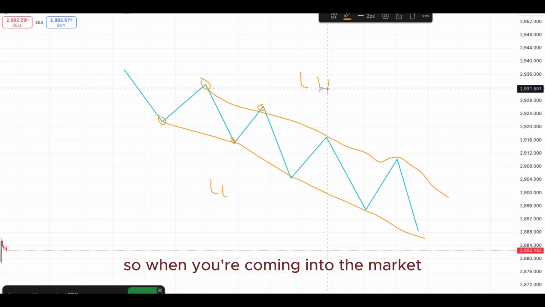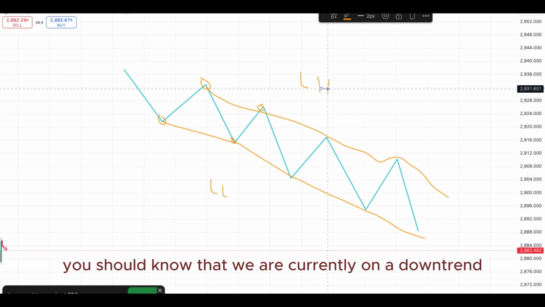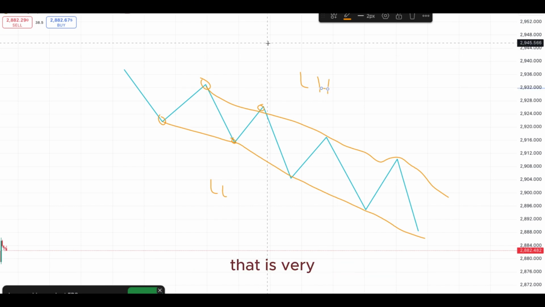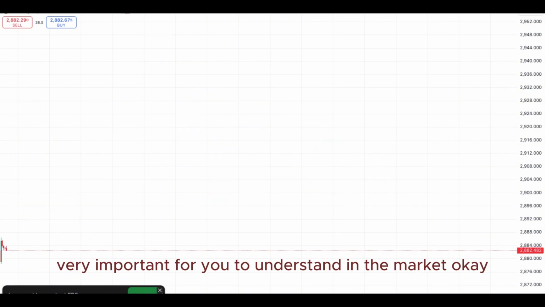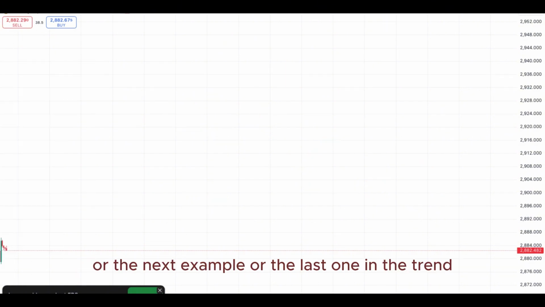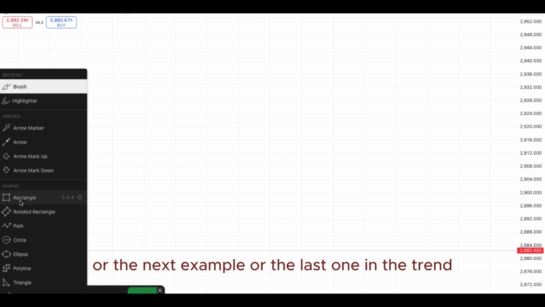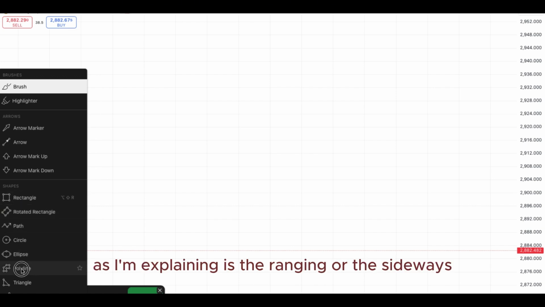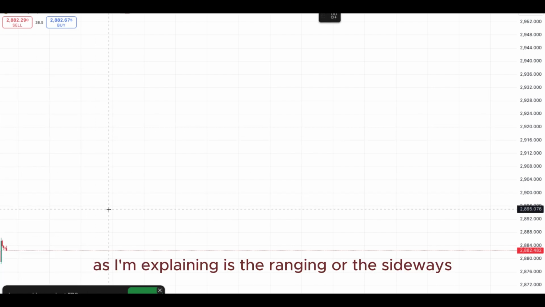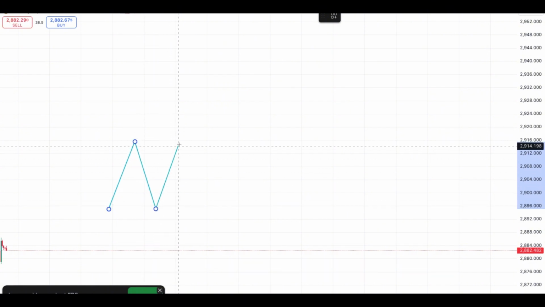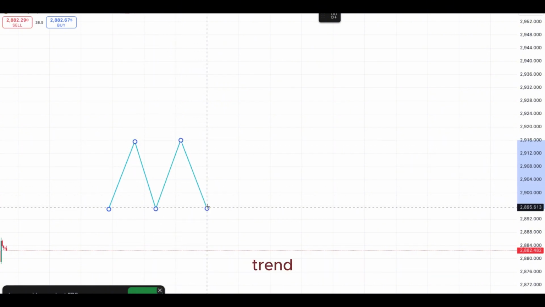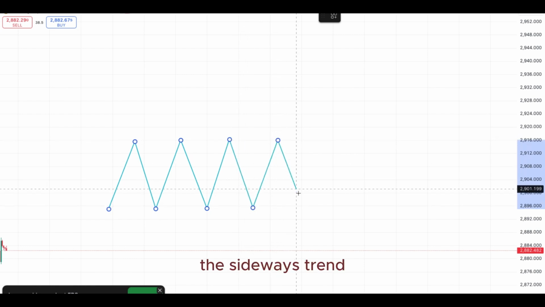So when you're coming into the markets and you see this kind of trend, you should know that we are currently on a downtrend. That is very, very important for you to understand in the market. Okay, the next trend, or the last one in the trend directional bias I'm explaining, is the ranging or the sideways trend. The sideways trend.